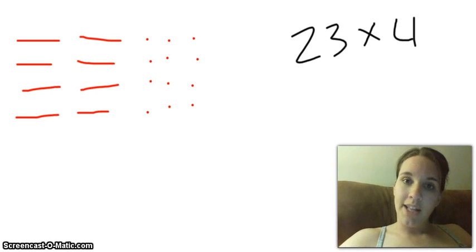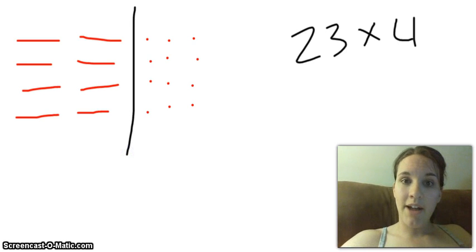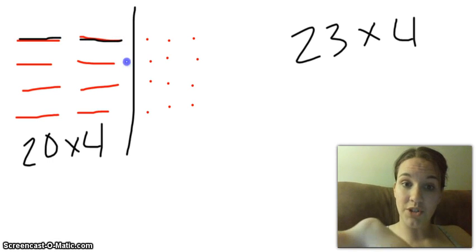Now I'm going to break that down into two simpler problems, partial products, and then I'm going to put those products together. The way I'm going to break it up is into tens and ones. So if I drew a line here, I now have all of my tens on one side and my ones on the other. On this side, the multiplication sentence that I could use to describe this array would be 20 times 4, because across the top I have this line which is 10, and then this line which is 10. So I have 20, and I have 4 times: 1, 2, 3, 4.